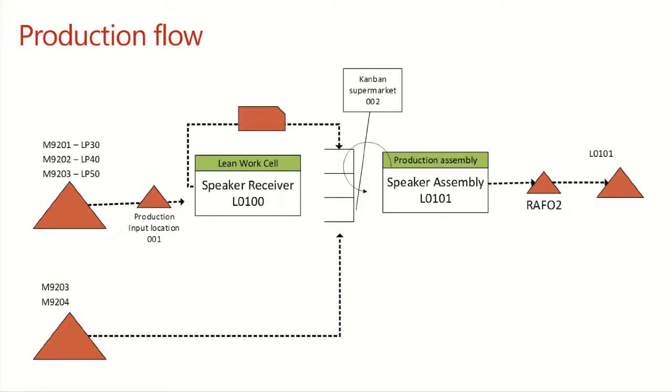When we finish the speaker receiver, that is also where the production assembly consumes the speaker from, the same location. And in the production assembly process, we also consume 2 additional products, M9203 and 04. Then when the production order is finished, we'll put away the finished assembly to a location called LO101, the finished goods warehouse.